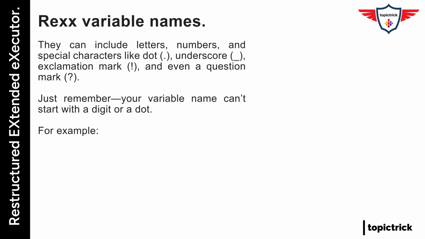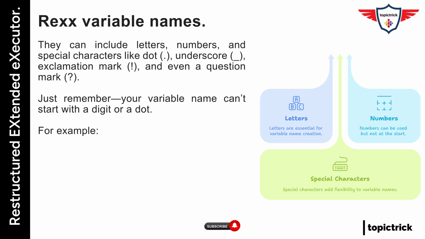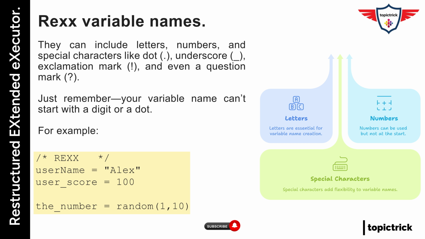So, what do Rexx variable names look like? They can include letters, numbers, and special characters like dot, underscore, exclamation mark, and even a question mark. Just remember, your variable name can't start with a digit or a dot. For example, username = 'Alex', user_score = 100. If a variable name has a period in it, like score.player1, then we're talking about compound variables, which are basically arrays. But we'll explore that later in the series.